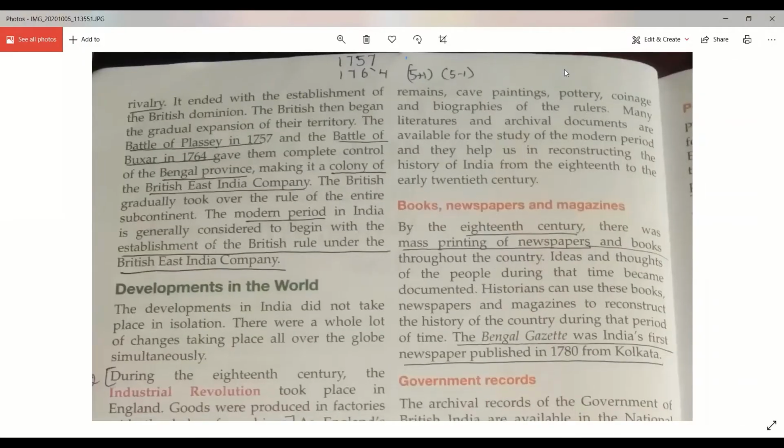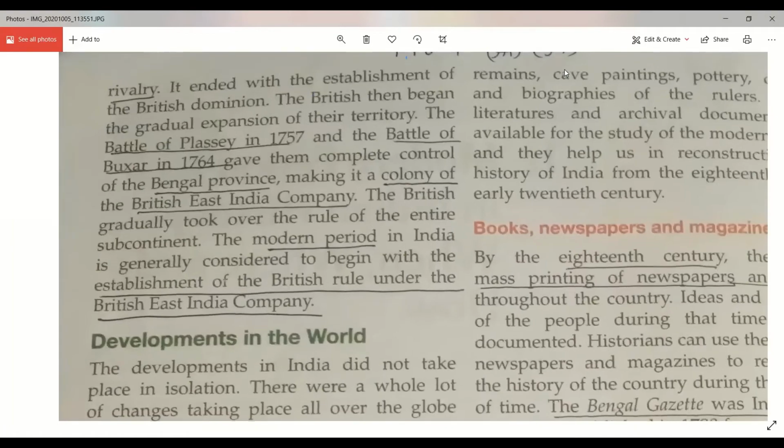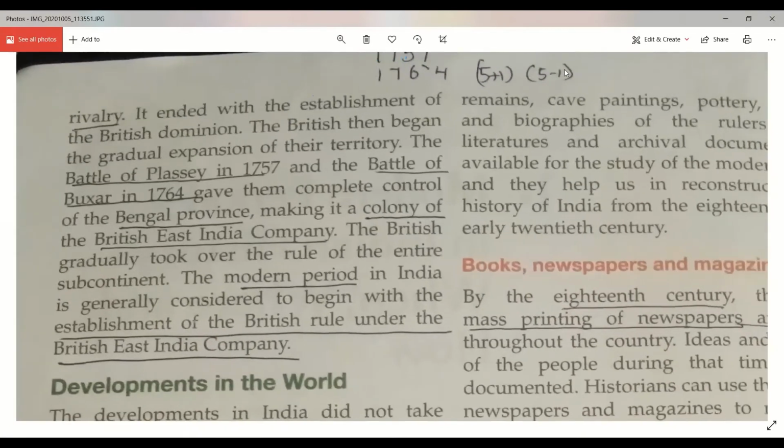Okay, now what happens in the Anglo-French rivalry? There are two things we need to notice regarding the end of the Anglo-French rivalry. I'll help you remember this. The first one is the Battle of Plassey. The second one is the Battle of Buxar. Please make a note of this. The Battle of Plassey was in 1757 and the Battle of Buxar was in 1764. Once you get the names of these battles, I'll tell you why they happened and what the result of these battles was.